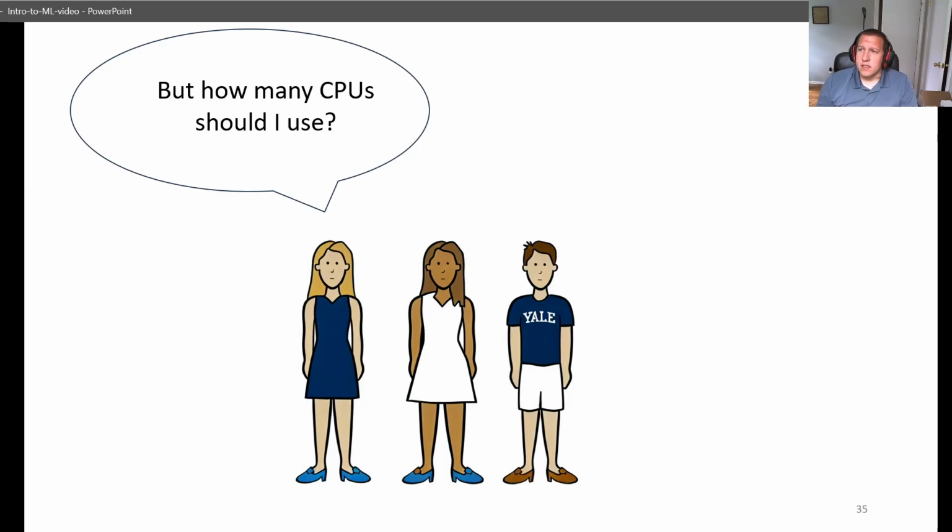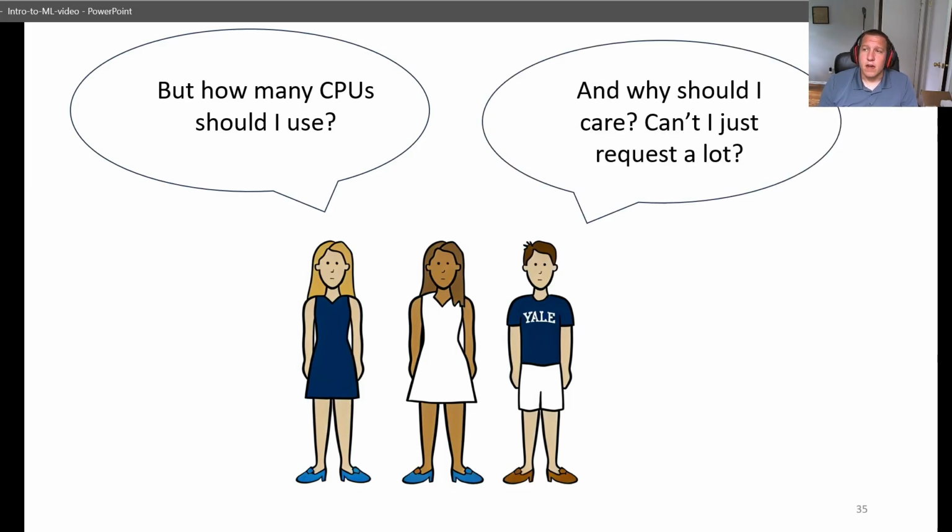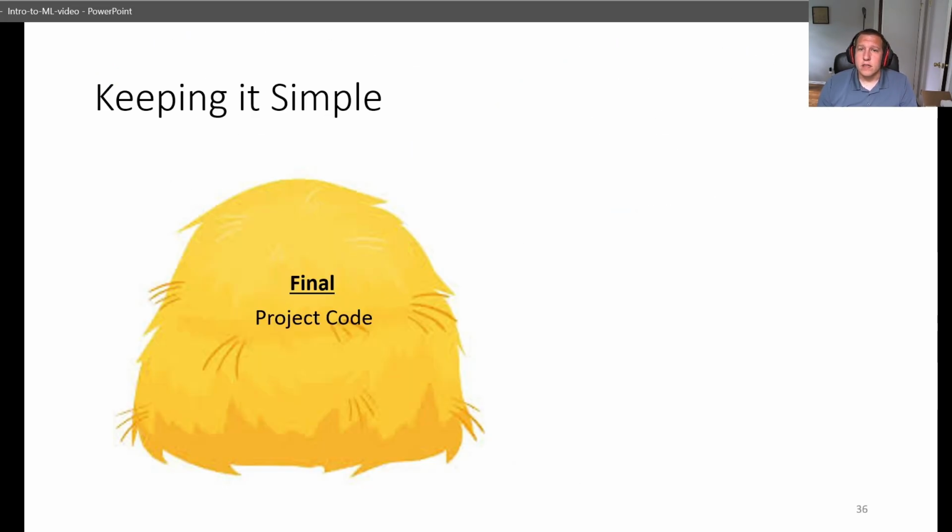But still the question remains, how many CPUs should I use? And why should you as a researcher care? Why can't you just request, say, 60 CPUs every time and move on with your research without thinking about it? Well, there's a couple of reasons for that. And it all boils down to one simple statement, which is keeping it simple. You don't want to overcomplicate the process you're doing.